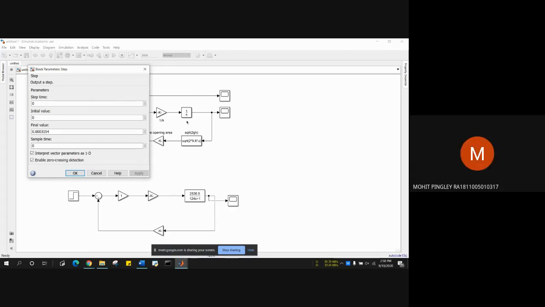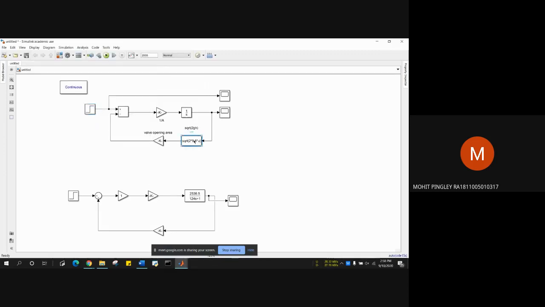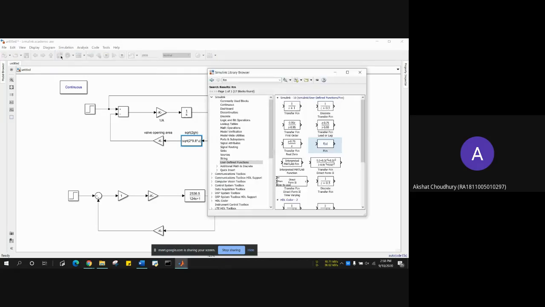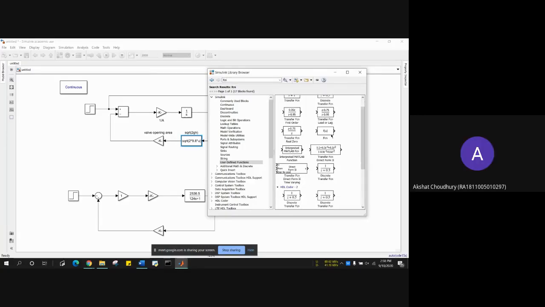How to insert that value in SQRT? Just take that function block. Type in FCN in the library search. You'll get these, and here you will find one option in which f of u is written. This one function. Drag it.